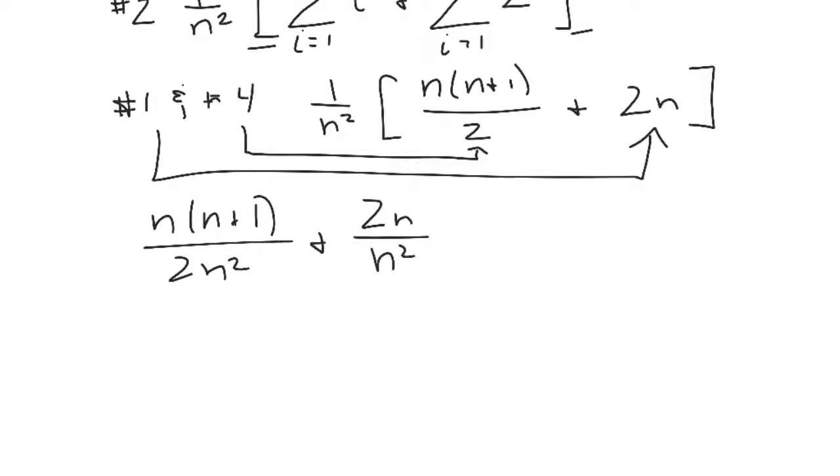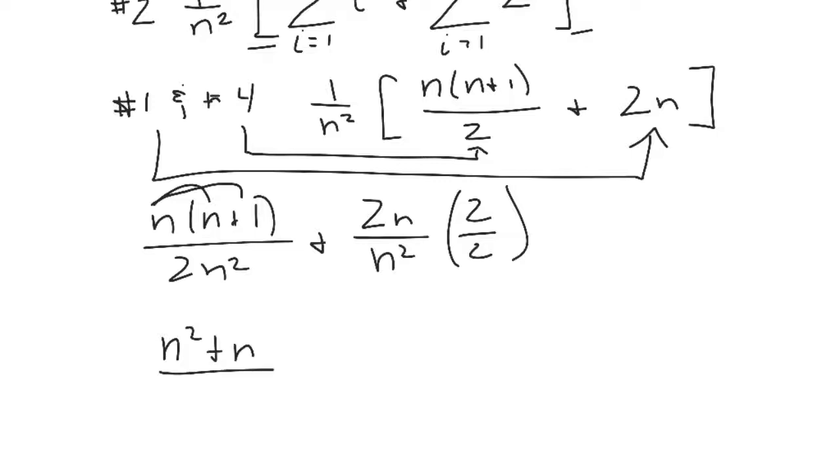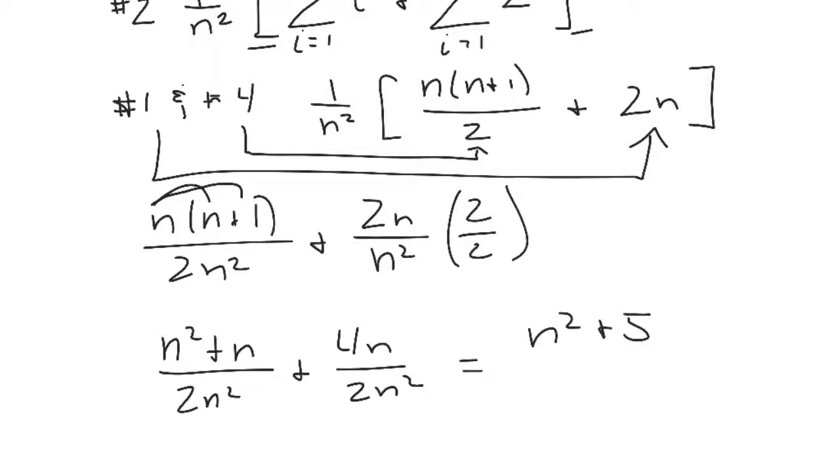Now I'm going to find a common denominator, so this needs to be multiplied by 2 over 2, and I also need to distribute the n to both terms in the parentheses. So this is going to be n squared plus n over 2n squared plus 4n over 2n squared, which then equals n squared plus 5n over 2n squared.